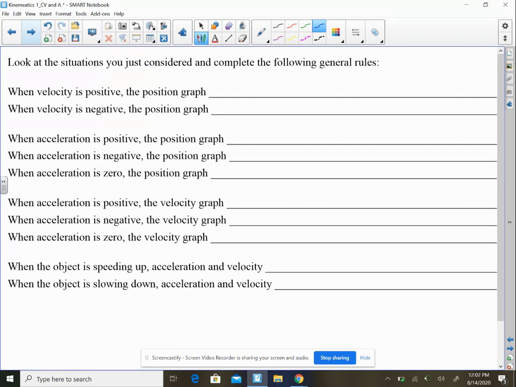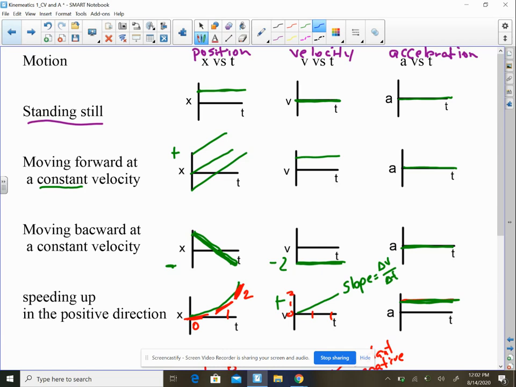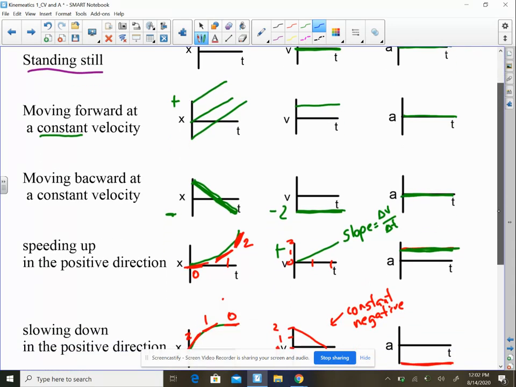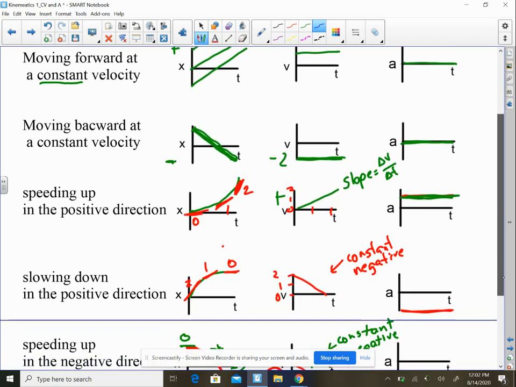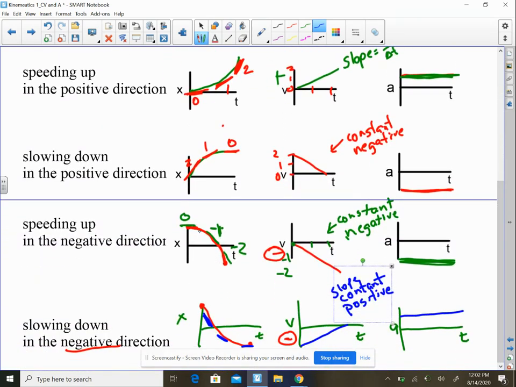And so I would like for you to look at those graphs and see if you can figure out some patterns and rules. For example, when the velocity is positive, what does the position graph look like compared to when the velocity is negative? Let's look at that, see if you can come up with a rule. Here we have a position graph where we're moving forward, moving backward, moving forward in the positive direction, moving forward in the positive direction. These two were moving in the negative direction.